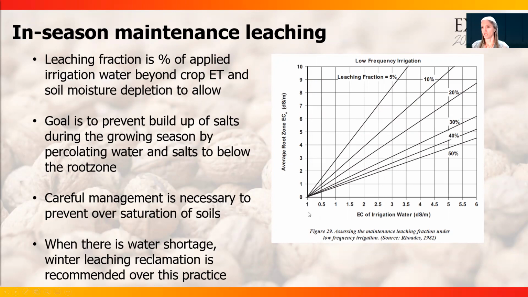So here in this graph, for example, if you have an average root zone soil salinity of around 3 and your irrigation water has a value of 1.5 decisiemens per meter, you're going to need to apply a 10% maintenance leaching for this in-season water application.